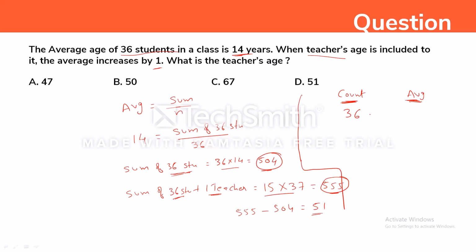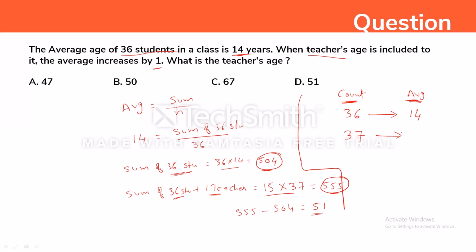Okay, now for 36 students count, what will be the average? Can I write it as 14, which was clearly given in the question? 36 students count was 14. Now when the teacher's age is included, the count will become 37. Yes, clear. Why? Because the teacher is also getting added in the class.